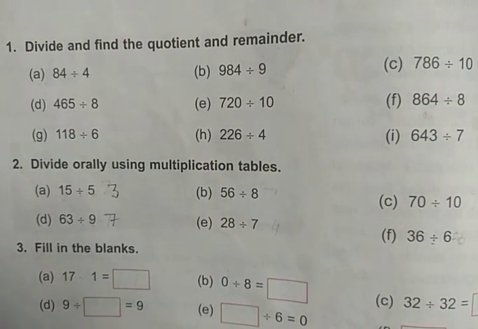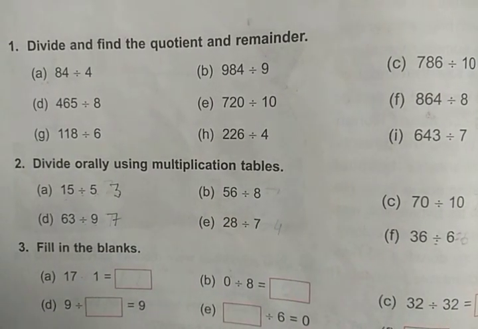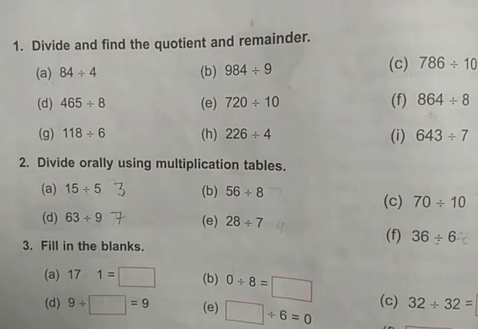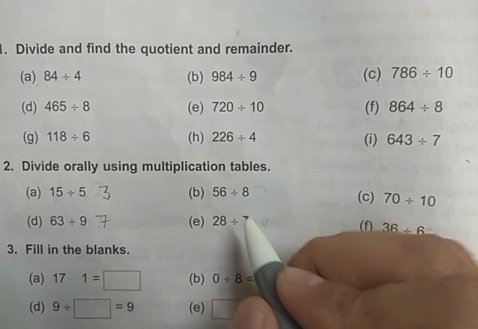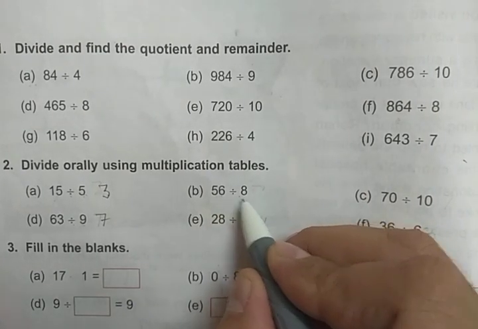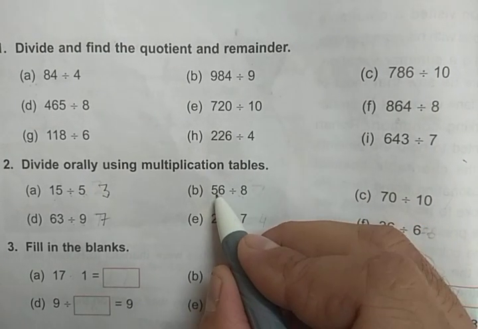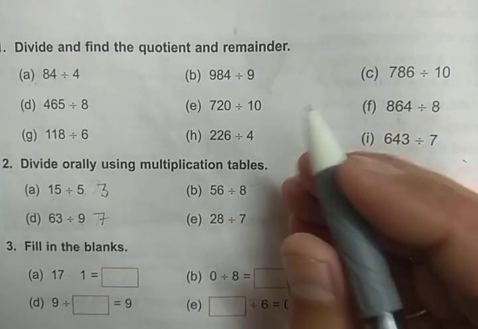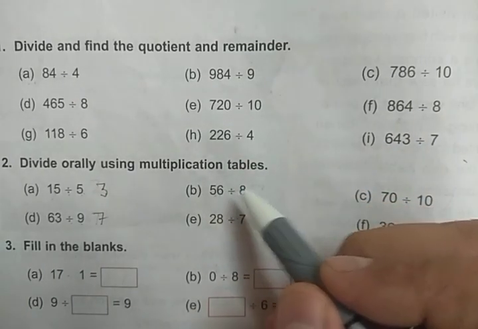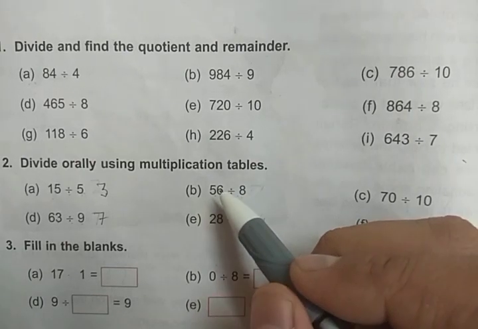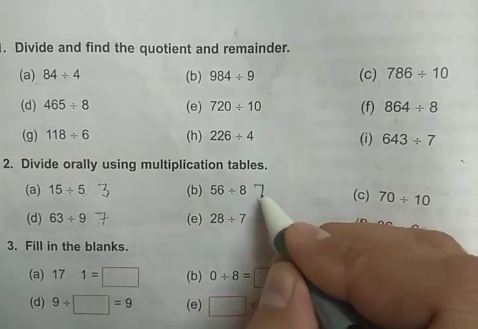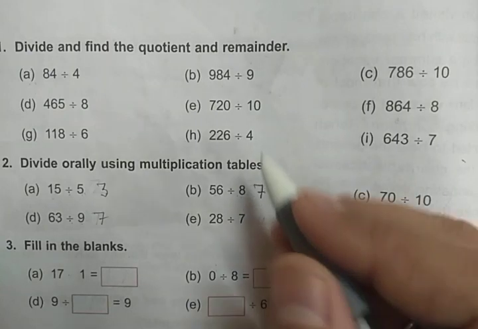That's why I said learn the table by heart. Otherwise, you are not able to divide. Now again, here we have to recite the table of 8 because we have to divide 56 by 8. So 8 1s are 8, 8 2s are 16, 8 3s are 24, like this, and 8 7s are 56. So 7 is the answer.